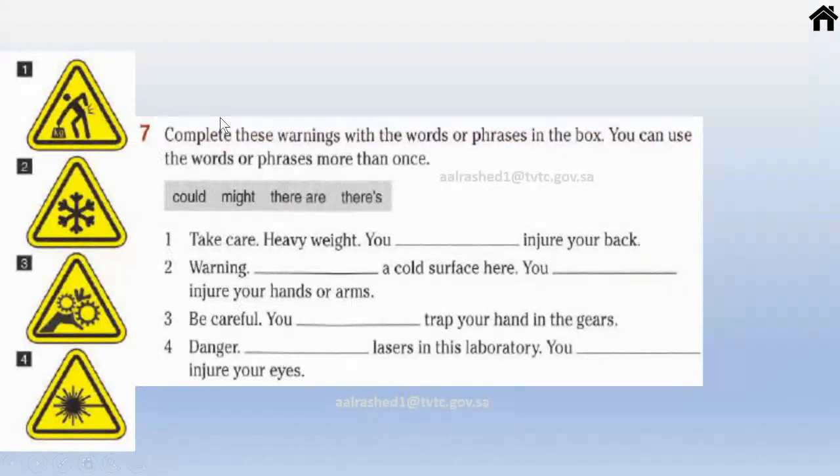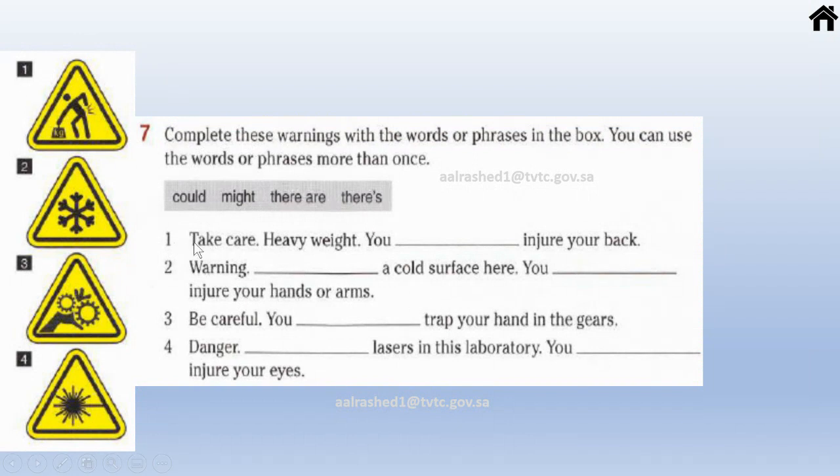Okay, number 7. Complete these warning signs with the word or phrases in the box. You can use the words or phrases more than once. So as you can see, we have could, might. There are, there's. I need to put them in the blanks. Each sign tells you something, as you can see. And as we said before, we have could, might. I use them if there is a possibility that something might happen. We are not sure. I don't use them with warning or giving a set of instructions or rules.